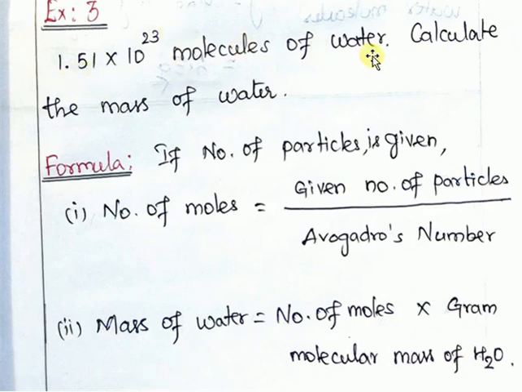So we have to calculate the mass of water. So what is the first step? I told you, if molecules or number of particles is given, first you have to convert it into number of moles and then find out the mass, right? So number of moles, if particles are given, number of moles is equal to given number of particles divided by Avogadro number. So the second step will be mass of water is equal to number of moles into, it is water, so molecules, so gram molecular mass of water.